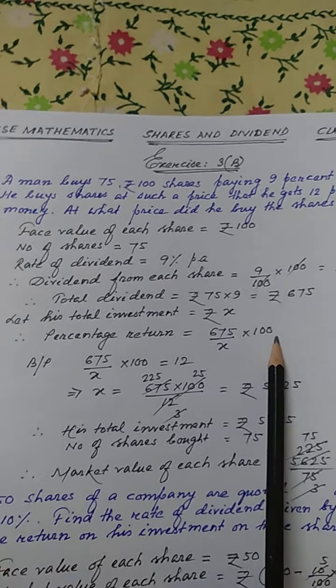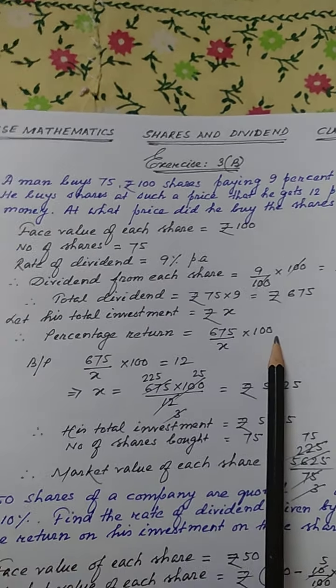Okay. Next, sum number 12. A man invests rupees 11,200 in a company paying 6% per annum, when its rupees 100 shares can be bought for rupees 140. Find his annual dividend and his percentage return on his investment. So see here, total investment equal to rupees 11,200, face value of each share equal to rupees 100, market value of each share equal to rupees 140.